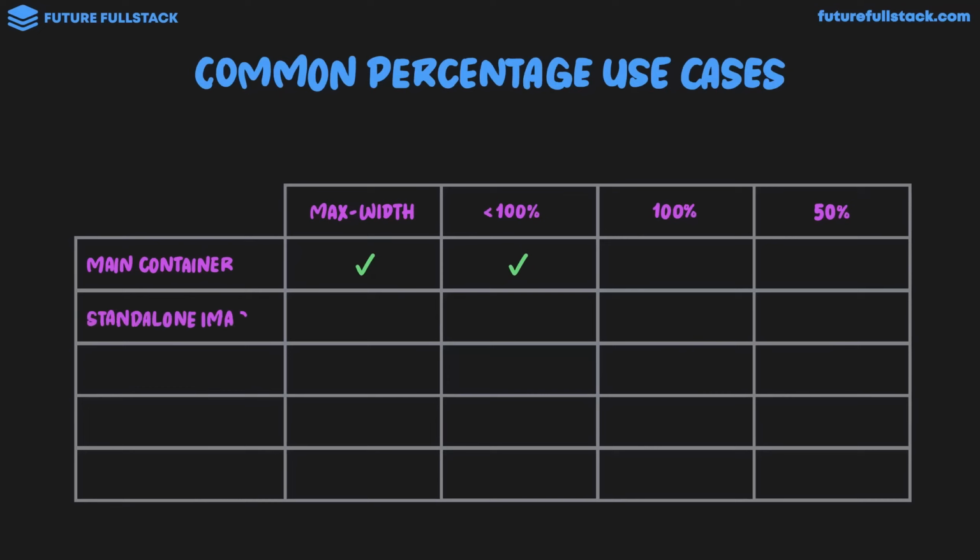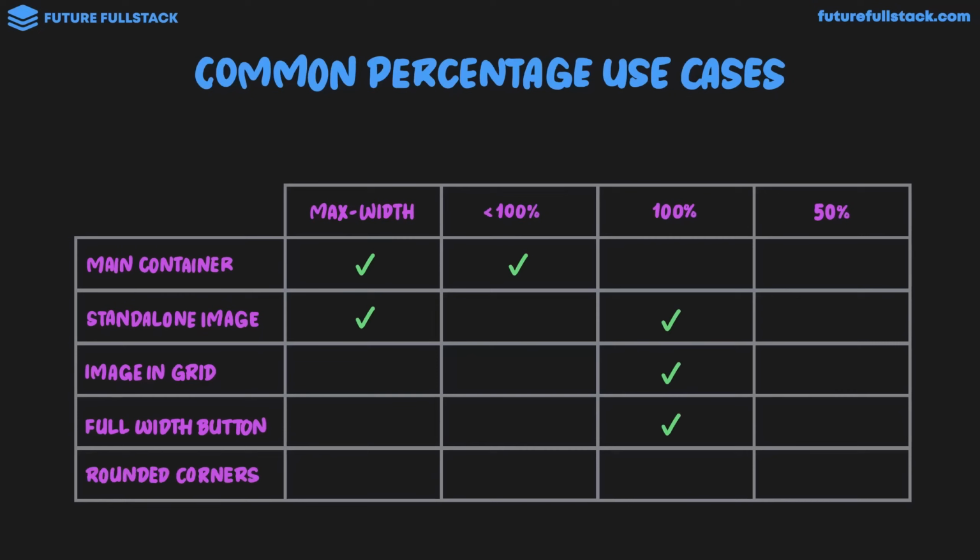We looked at a standalone image. This also had a max width, so the image didn't stretch too wide on larger screens. And we would also apply a width of exactly 100%, so the image scales proportionally as the width of the browser reduces. We looked at images in grids. This just had a width of 100% to ensure that the image filled the grid cell. We also looked at full width buttons, and we saw this used in a form to ensure the button stretched the width of the form. And to achieve that, we applied a width of 100%. And the final case we looked at was rounded corners. And to achieve this, we apply a width of 50%.